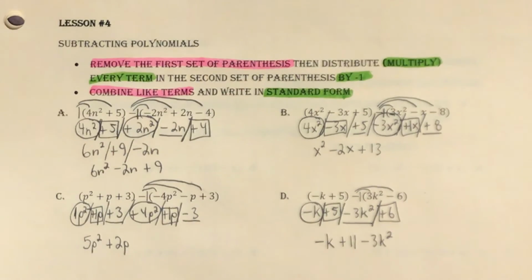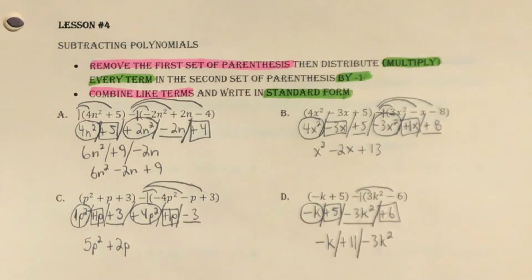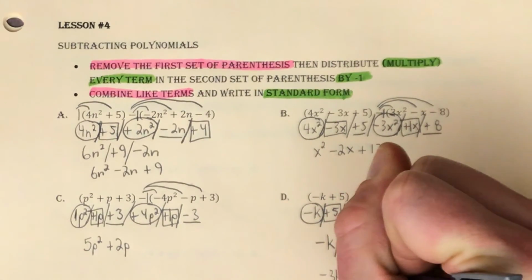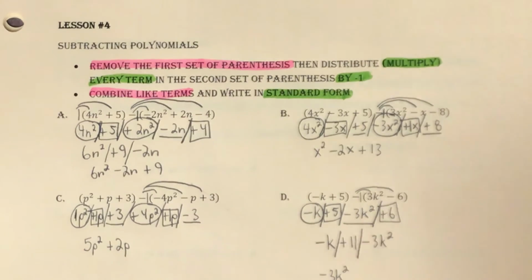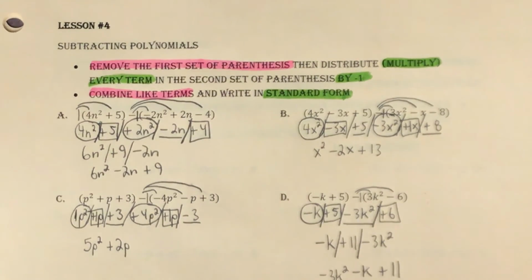Now, last step is I need to make sure that it is in standard form. So when I look at this, I see that my biggest exponent is not at the beginning and my number is not at the end. So I'm going to divide them up so I can see each term individually. My biggest exponent is negative 3k squared, so that's going to come first. My next term would be the negative k, and then my last term would be the number of positive 11. So negative 3k squared minus k plus 11 is my simplified polynomial in standard form.